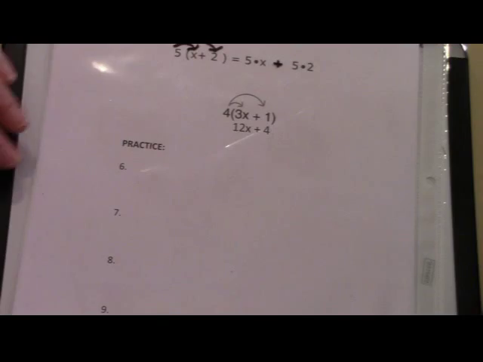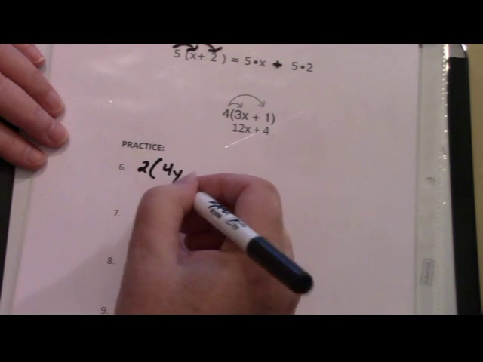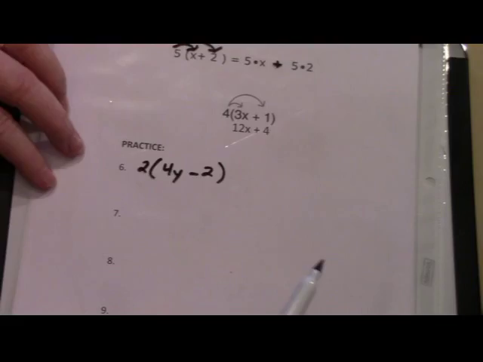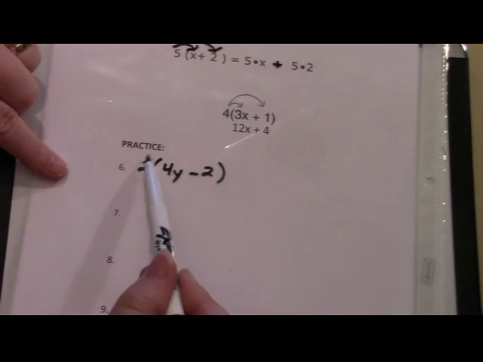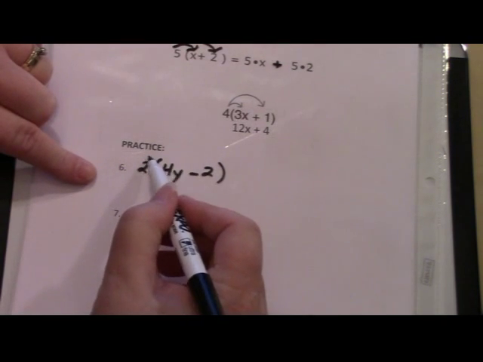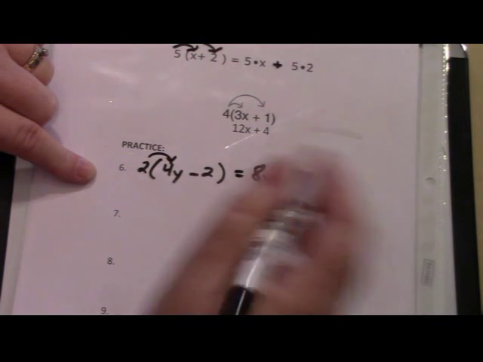So let's take a look at some practice problems. Let's say 2 times 4y minus 2. Just a little side note, just because I choose a different variable, I chose y this time, it doesn't matter, it doesn't change anything. It just means that I'm going to distribute this 2 to both of these numbers. So I'm going to say 2 times 4y is 8y.